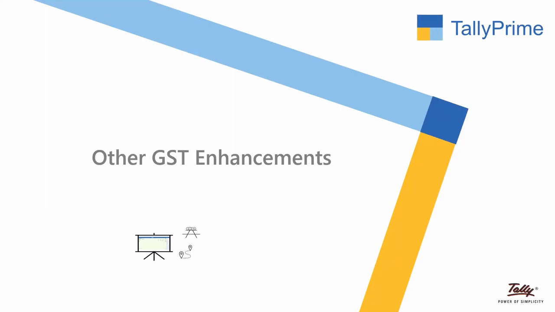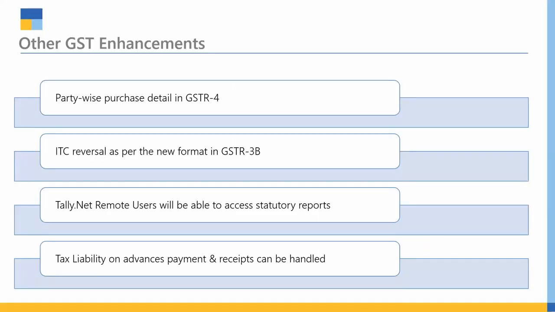There are other GST enhancements too. Party-wise purchase detail in GSTR 4 has been added. ITC reversal as per the new format in GSTR 3B. TallyNet remote users will be able to access statutory reports. Tax liability on advances, payments and receipts can be handled.